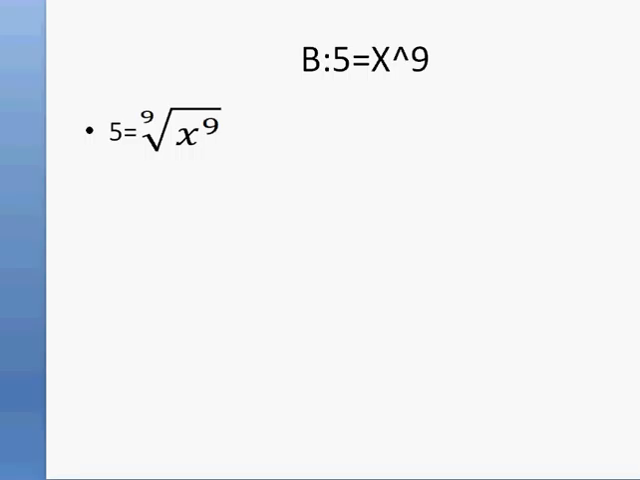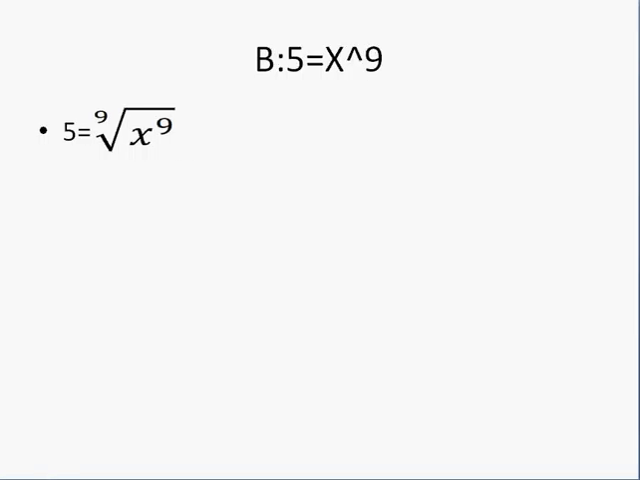Moving on to part B, which is 5 is equal to x to the power of 9. This is somewhat different than the first one. You have to go through a different method because you have to get x by itself.